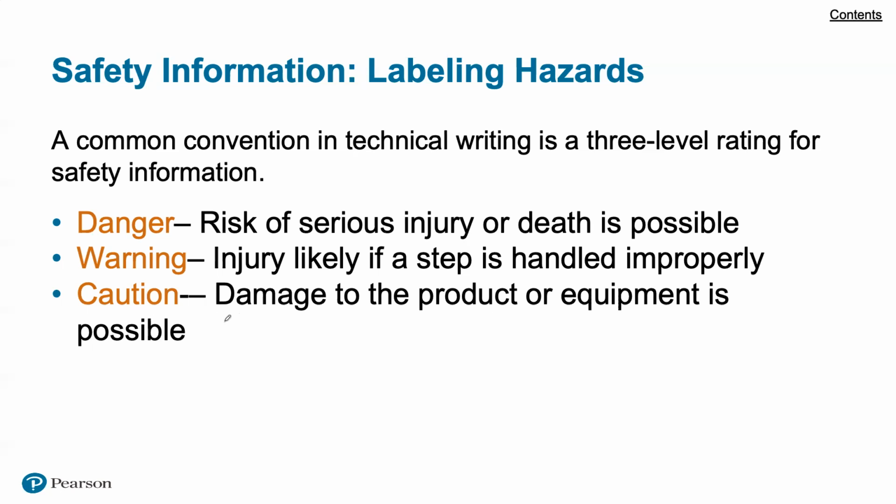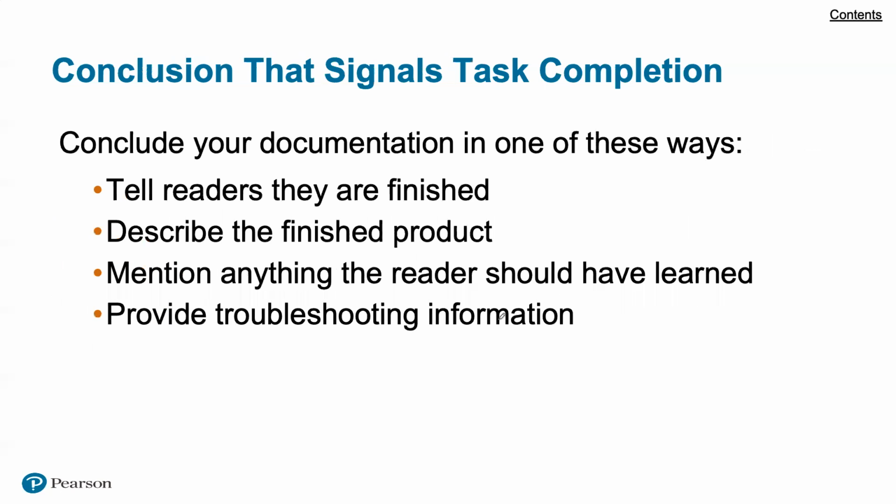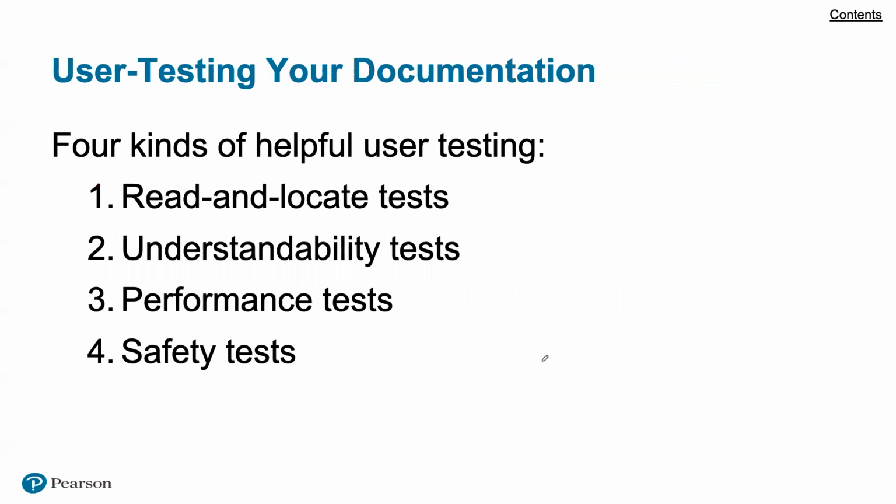Or finally, caution. Damage is something where you could damage a product or equipment if it's not used correctly the way it's laid out in the documentation. Finally, the conclusion that signals that the task is complete. You want to conclude your documentation in one of 3 ways. Tell the reader they are finished. Describe the finished product. Mention anything the reader should have learned. And finally, provide troubleshooting information. All very useful things that the reader and user would want to know about.